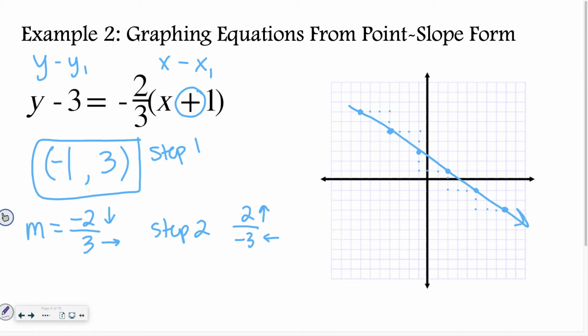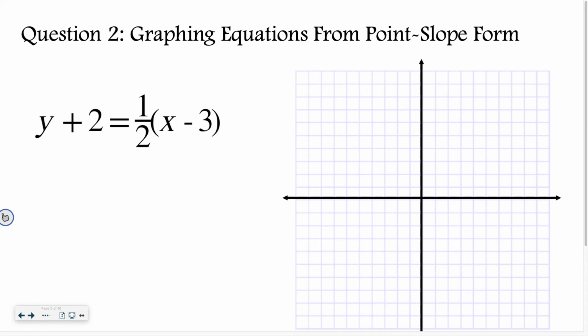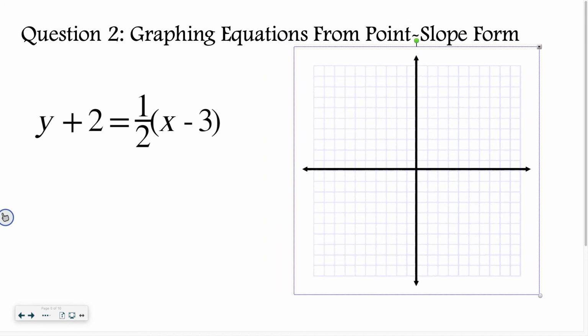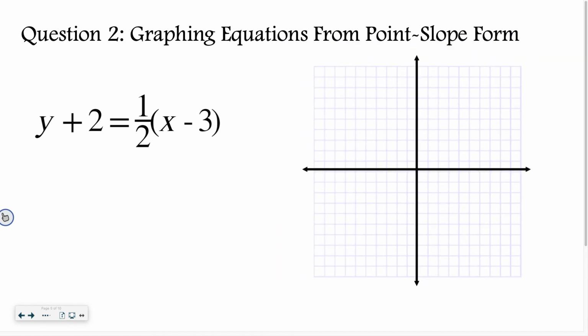Again, you don't need to do as many points as what I am doing. I am doing that just to help you practice slope a little bit more. But that's how you would graph from a point-slope form. You figure out what the point is, and then from that point you use your slope to find the next point. Why don't you take a minute and try to graph this equation on your own? Good luck.